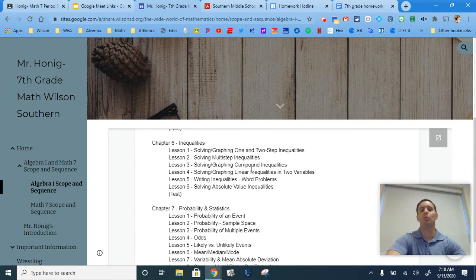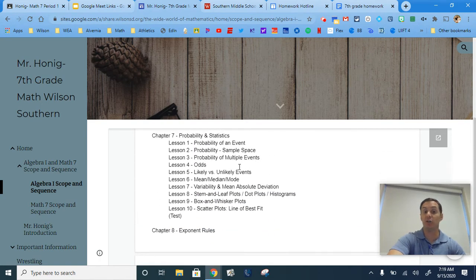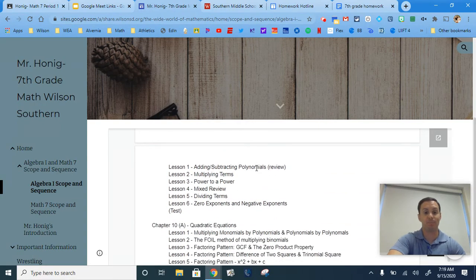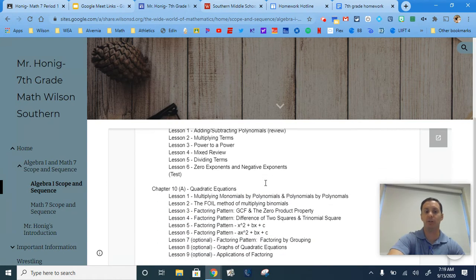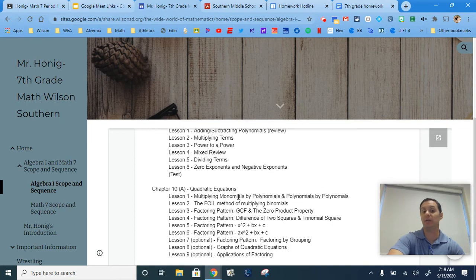Instead of just solving inequalities, graphing inequalities, we actually graph them on a coordinate plane. We have our probability of statistics unit, which again is almost identical to the 7th grade math unit. And then we touch on exponent rules. So now we're getting into the heavy algebra piece. Exponents, quadratic equations, touching on the quadratic formula, possibly even working with rational expressions as well.